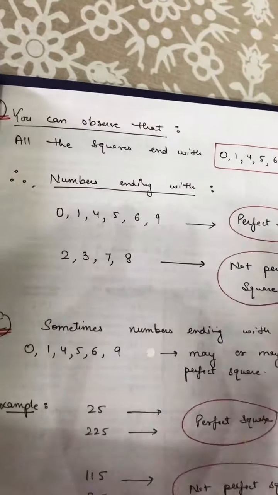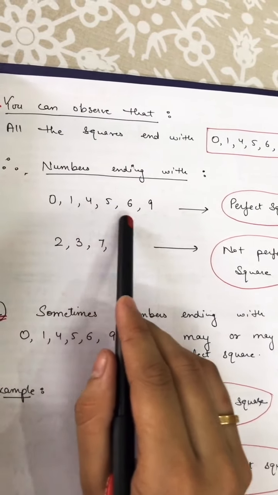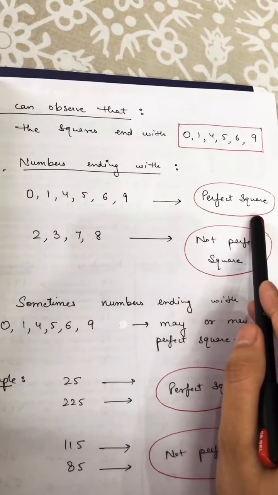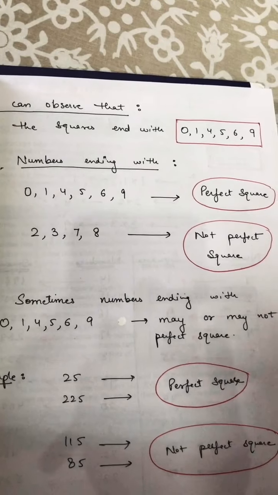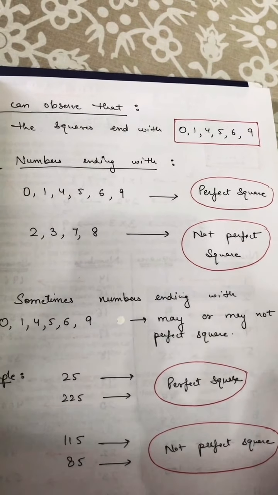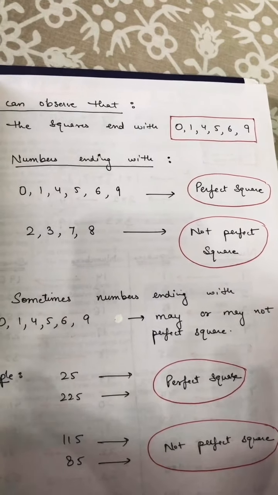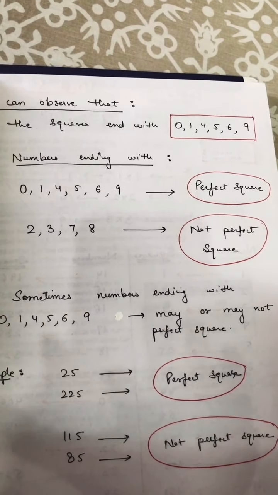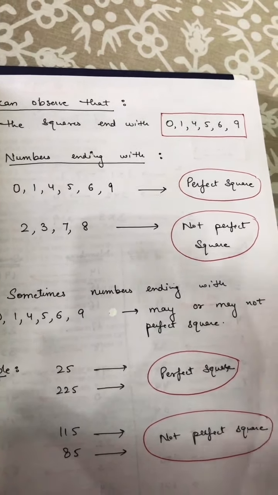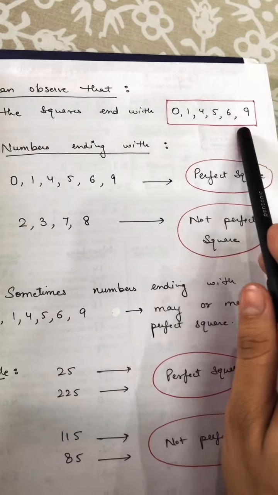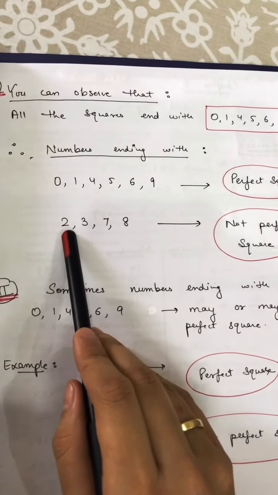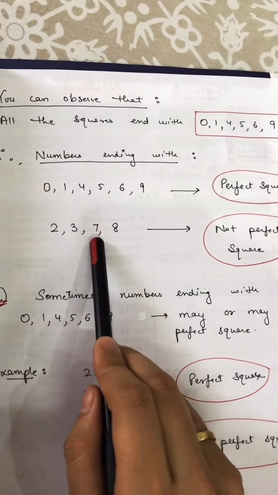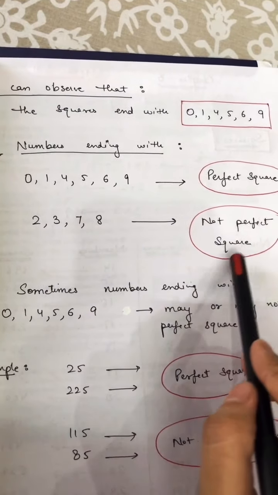So numbers ending with 0, 1, 4, 5, 6, 9 can be perfect squares. Suppose somebody has given you a very large number, like 5, 6, 9, 7, 8, 2, 3, 9, and asks you to check whether it's a perfect square or not. You can check from the last digit. If the last digit is 0, 1, 4, 5, 6, 9, then the number may be a perfect square. If the last digit is 2, 3, 7, 8, then it is not a perfect square.